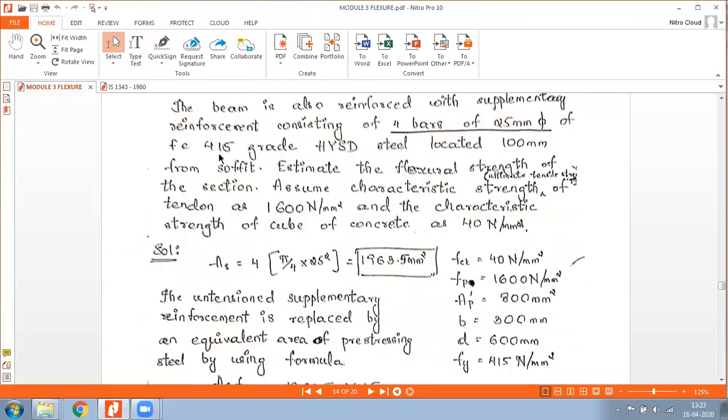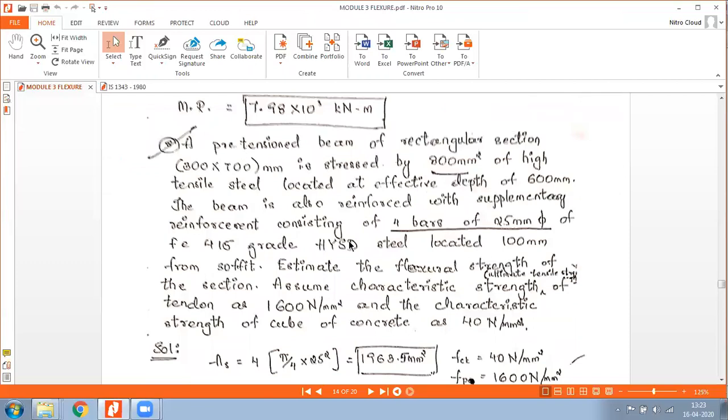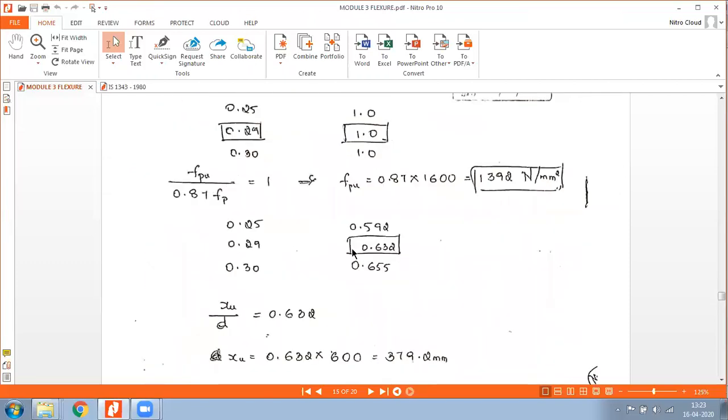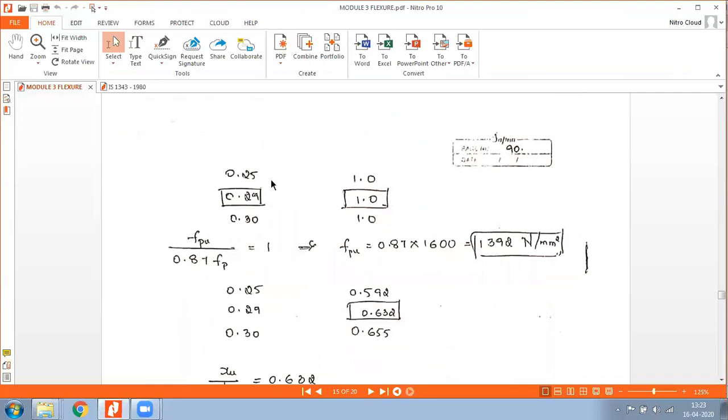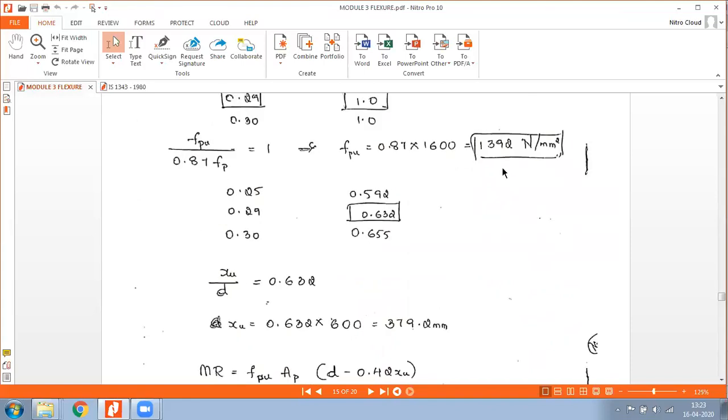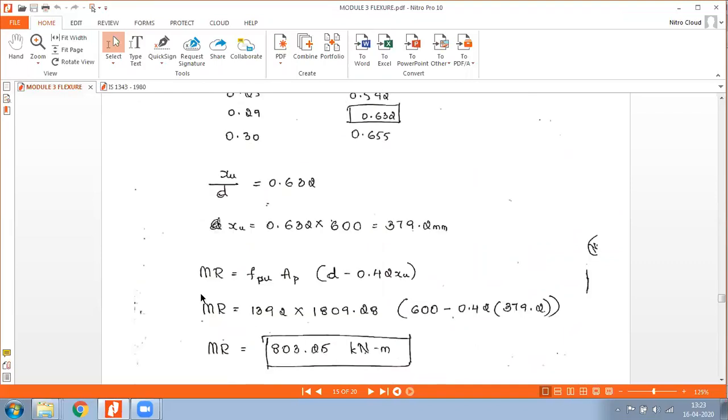Since the given is a pre-tensioned one, we need to follow table number 11. Table number 11, we are going to calculate the value of this Fpu divided by 0.87 Fp. On cross multiplication, we get Fpu value. Again, from table 11, we get the xu value. On substituting these two values in the moment carrying capacity of a rectangular section, we get the moment of resistance of the section. It is 803.25 kilonewton metre.